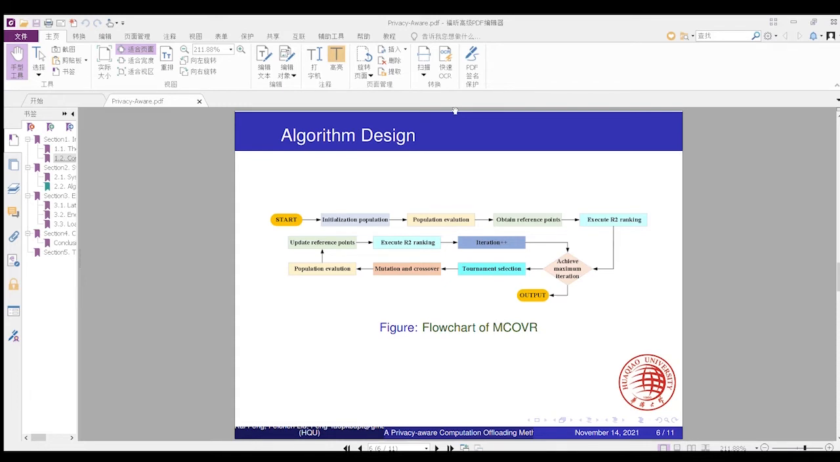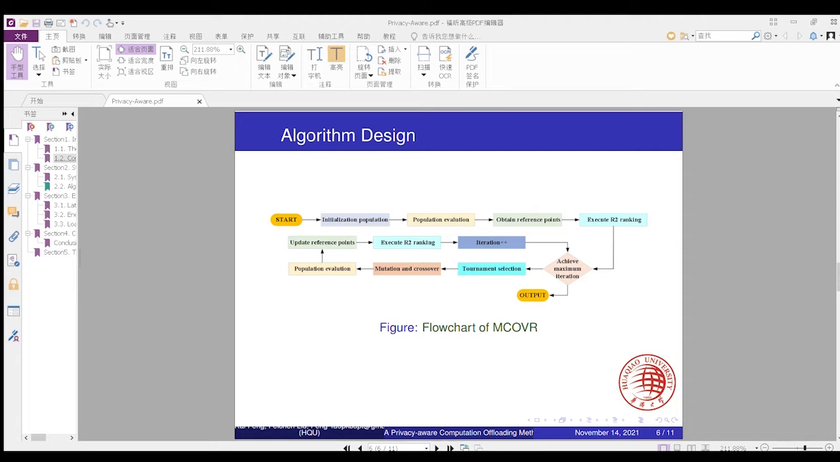In this presentation, we will show the flow chart of MCOVR. As shown in the figure of the flow chart of MCOVR, we can see the algorithm design, the whole flow of this algorithm. Firstly, at the start of the algorithm, MCOVR, we will first initialize the population, and the population is evaluated in two steps, and through the evolution, we will obtain the reference points, the ideal points, and the bad points. Then execute the RR ranking. RR ranking will sort the population. It's just like Pareto selection.